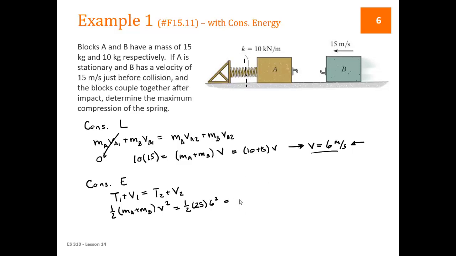So the kinetic energy is going to be 0. This potential energy was 0. This kinetic energy is 0. And then our potential energy is going to be stored by the spring, so 1/2 k s squared, and k was given as 10,000. So we have 1/2 of 25 times 6 squared is equal to 1/2 of 10,000 s squared. We can solve for s, and we get s equal to 0.3 meters. So the spring compresses 0.3 meters.